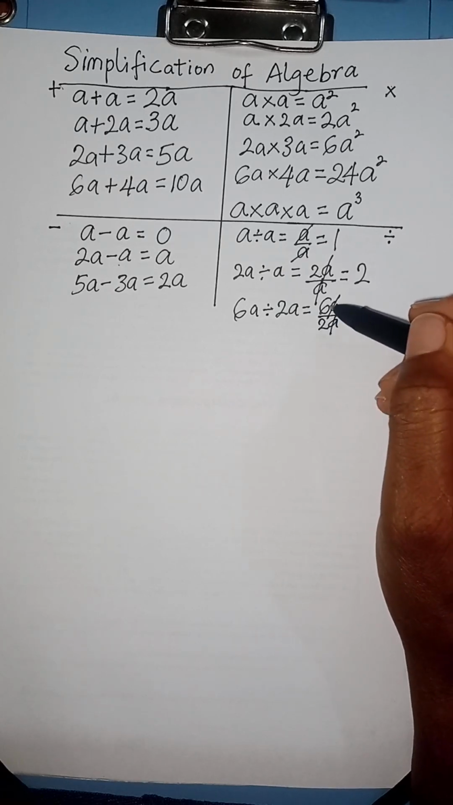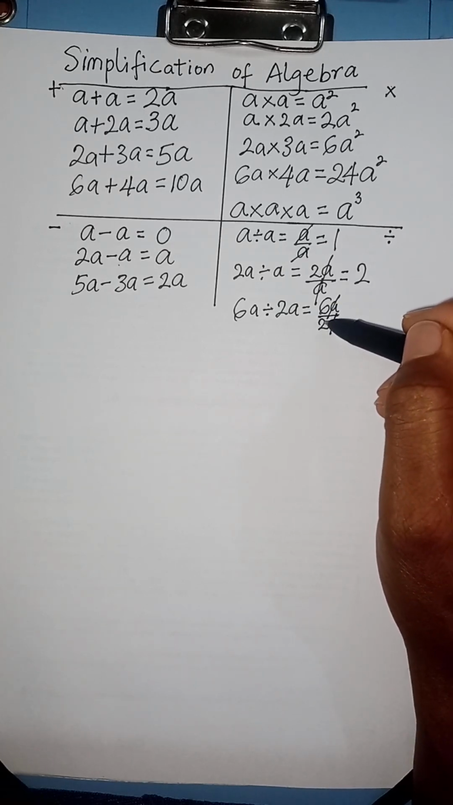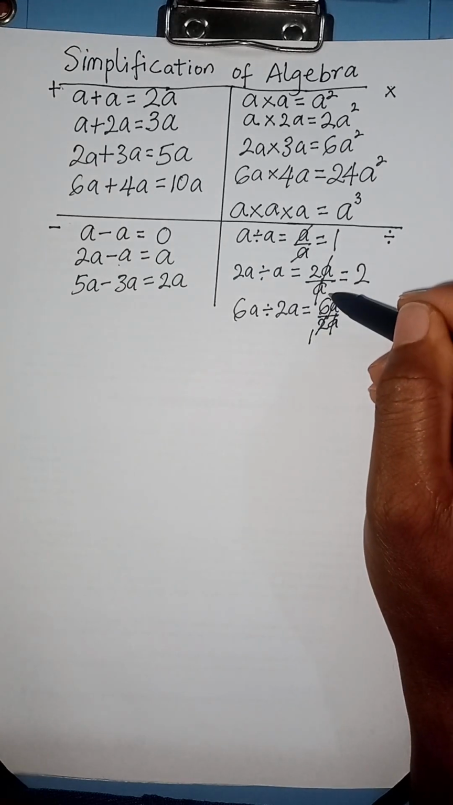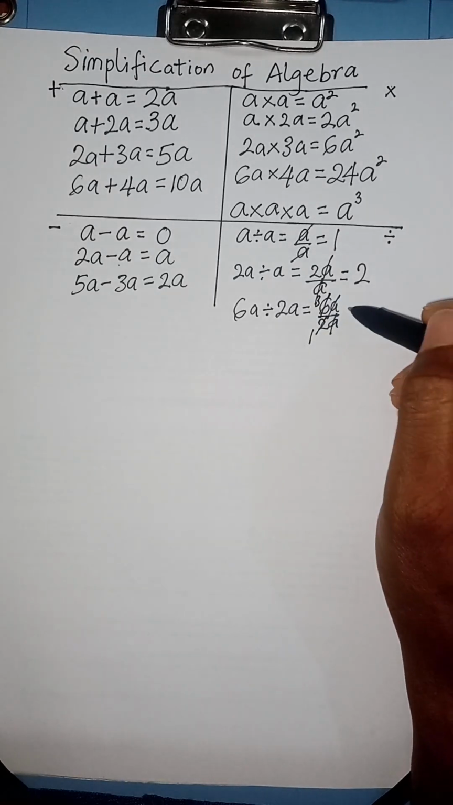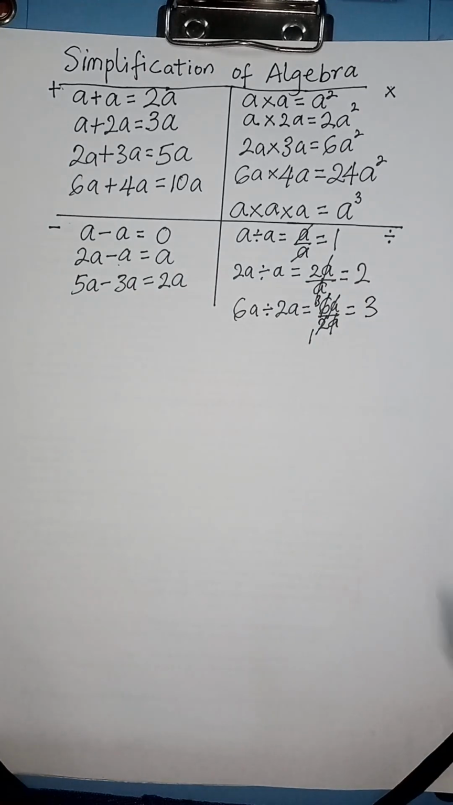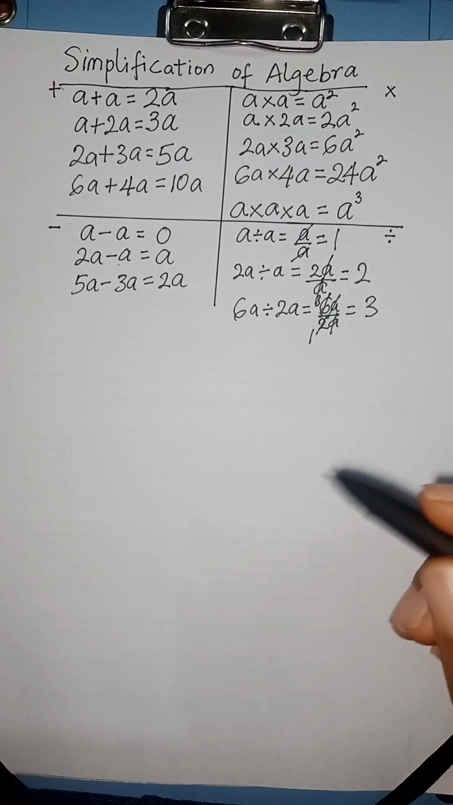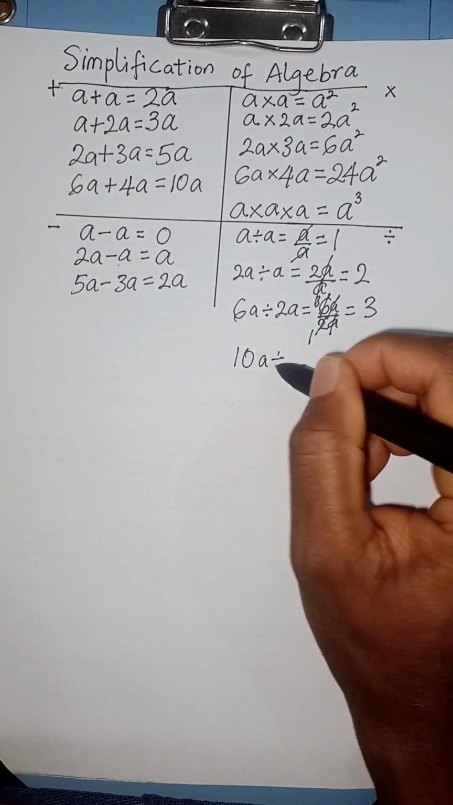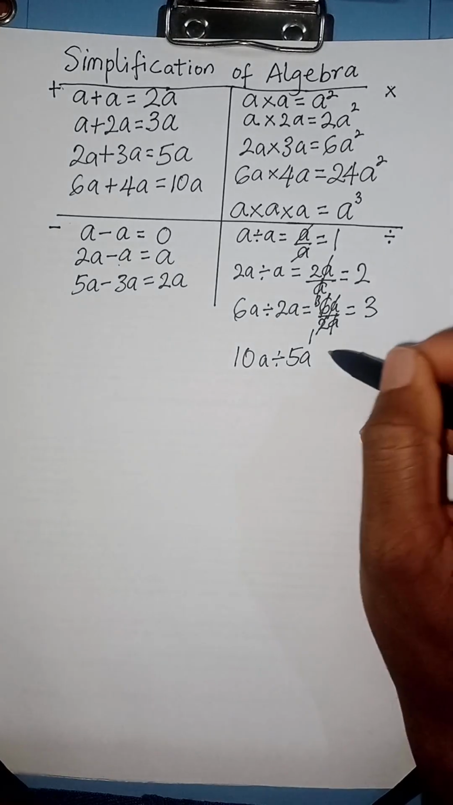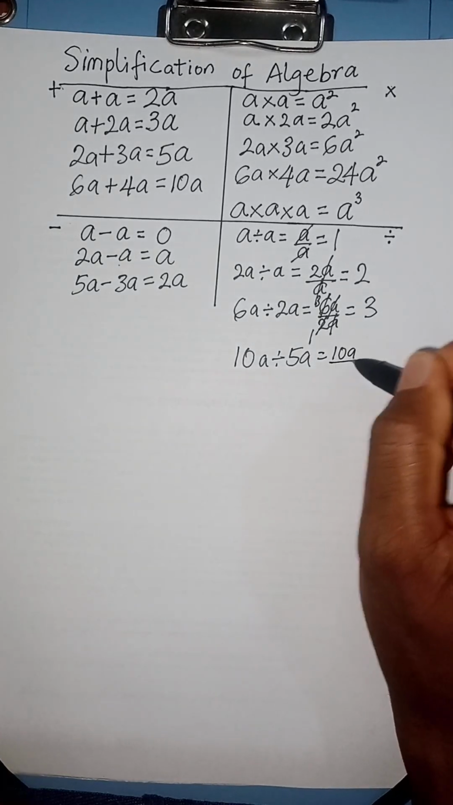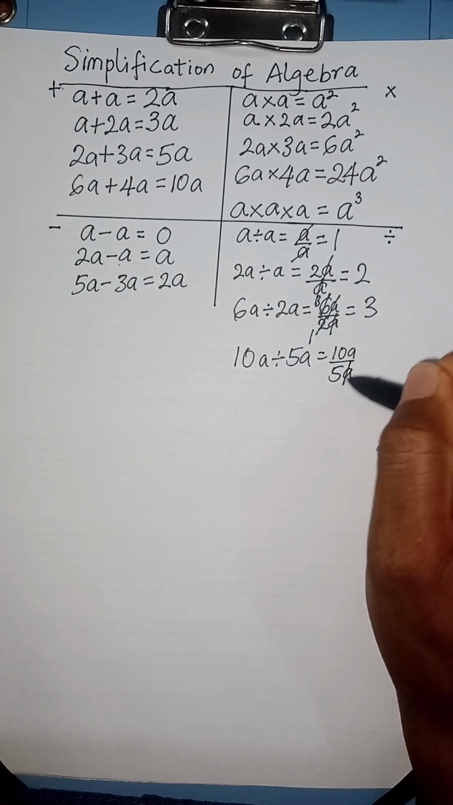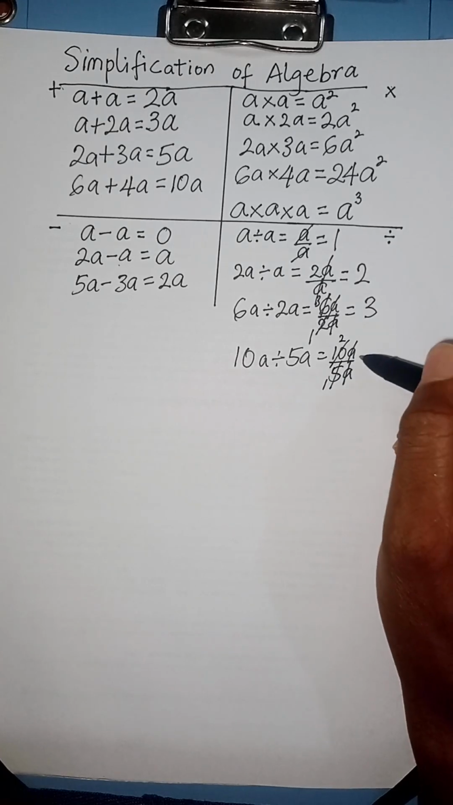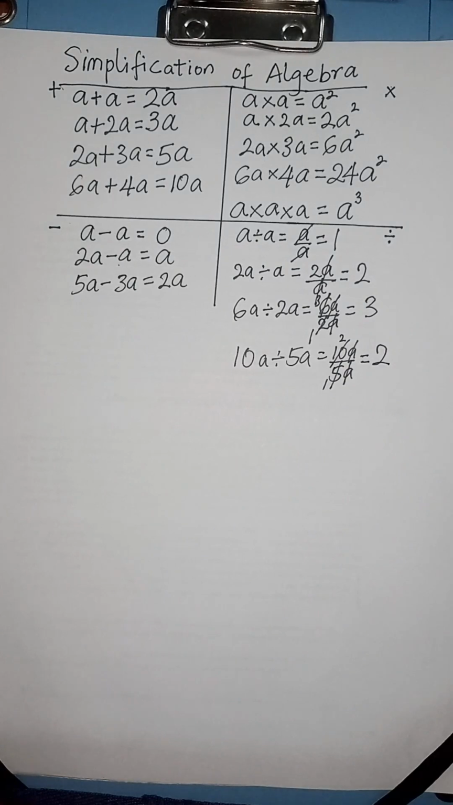There's a factor that can divide 6 at the same time divide 2. And that's 2. 2 divide 2, it's 1. And 2 into 6 will give you 3. So my answer here will be equal to 3. The same principle applies if I have 10a divide 5a. This will be 10a over 5a. A can cancel a, and 5 can cancel 10. So that you have 2 as the result.